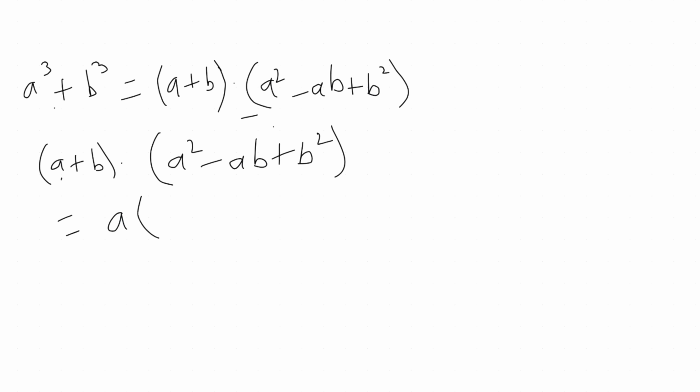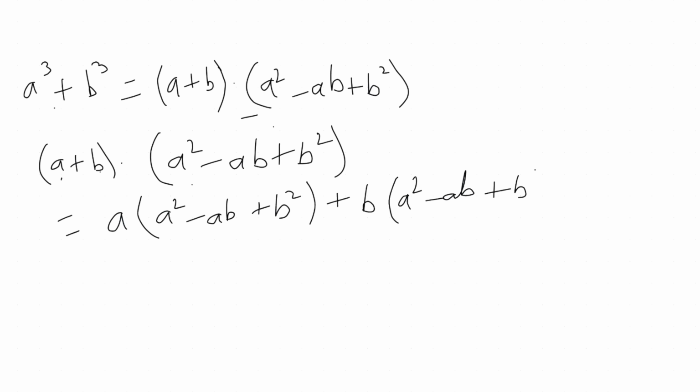okay? So a square minus ab plus b square. Okay, we are first multiplying a with this whole thing. Now we are multiplying b with this whole thing, which is a square minus ab plus b square. If you further solve it, it comes as this thing comes as a cube minus a square b plus ab square.